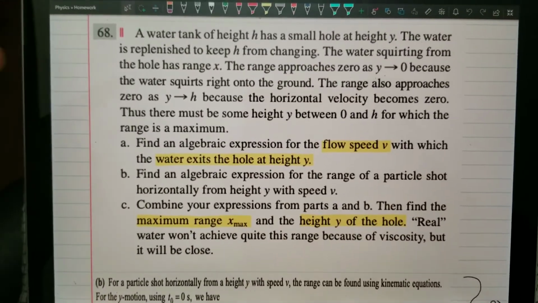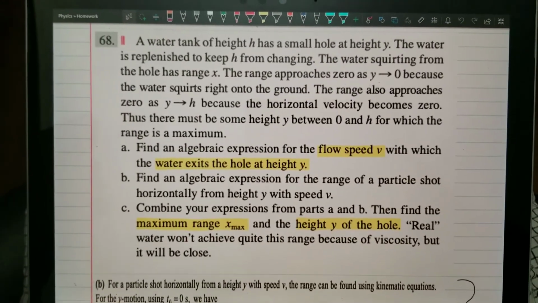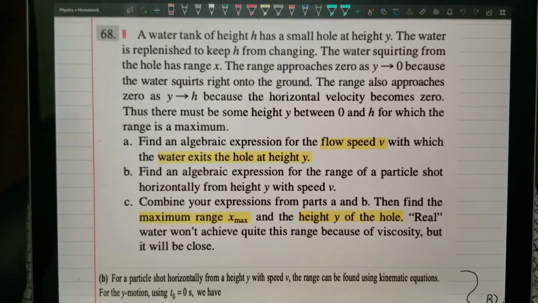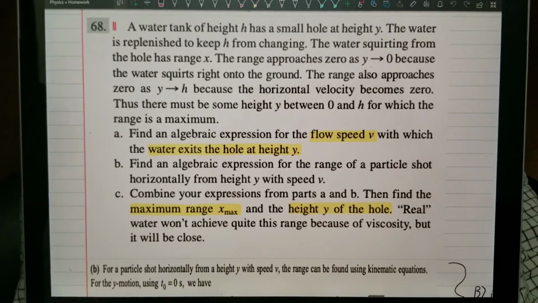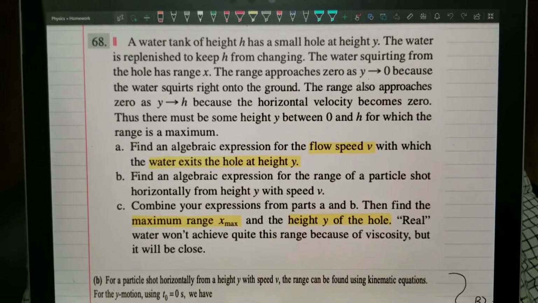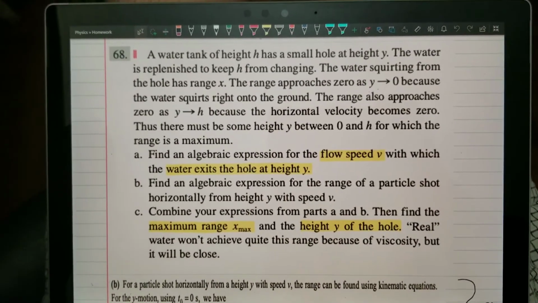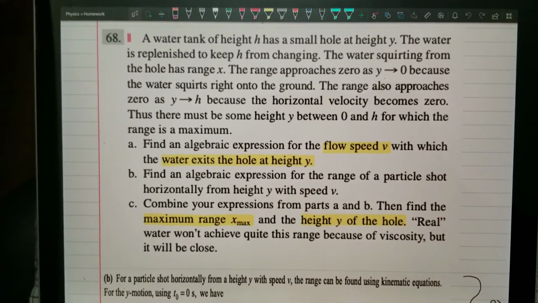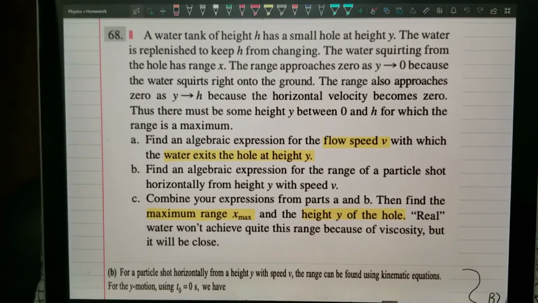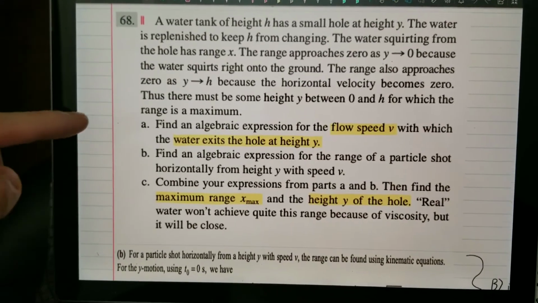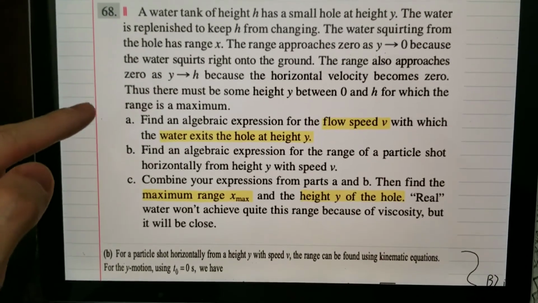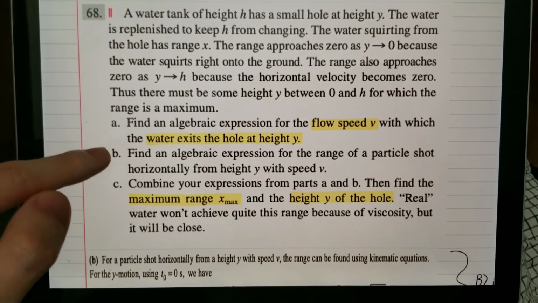A water tank of height h has a small hole at height y. The water is replenished at the top to keep h from changing, and the water squirting from the hole has a range x. The range approaches 0 as y approaches 0 because the water squirts right onto the ground, and the range also approaches 0 as y approaches h because horizontal velocity becomes 0.